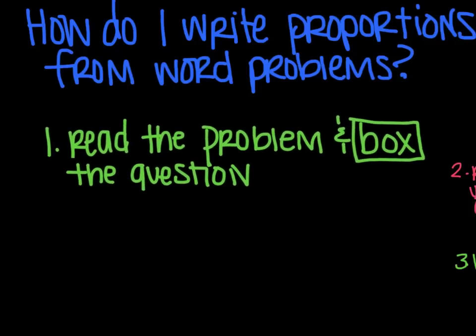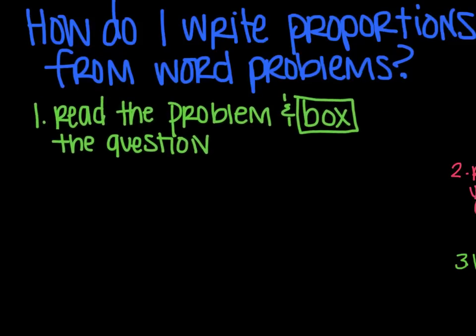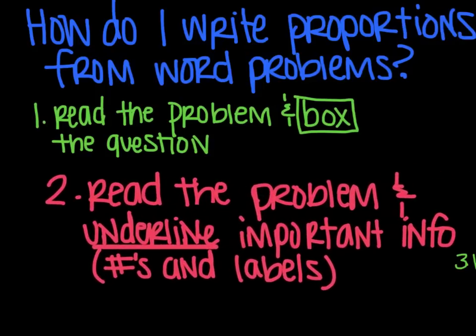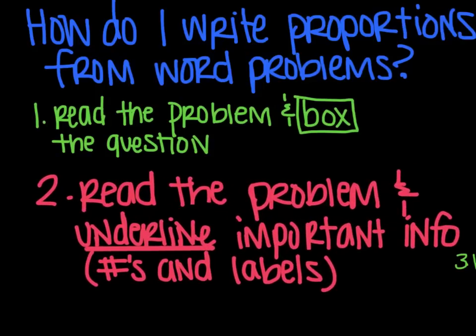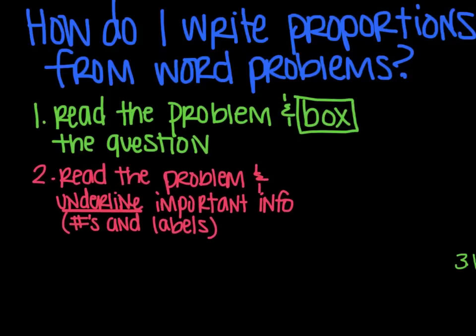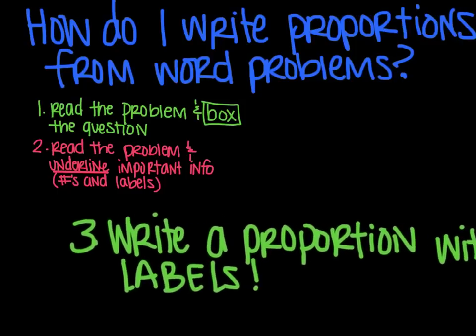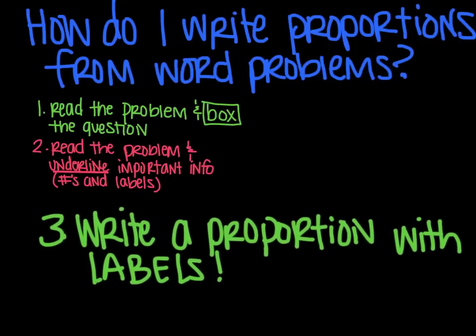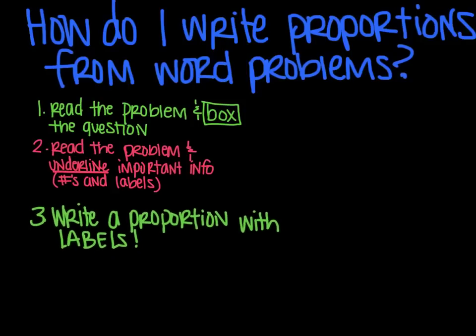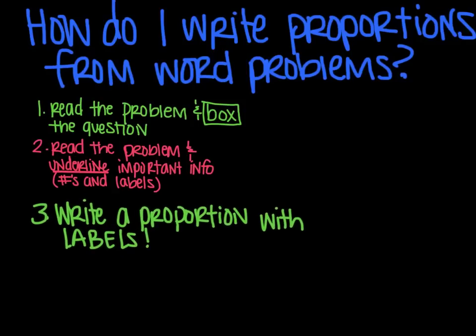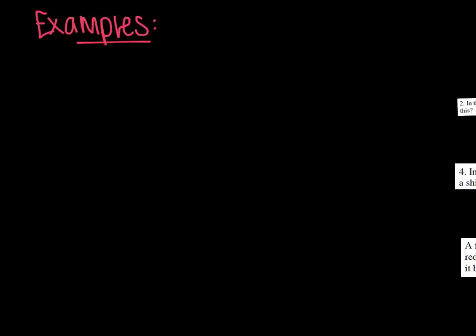The first step is you want to read the problem and box in the question so you know what you're trying to find. The second step is to read the problem and underline important information, basically your numbers and your labels. Notice that you are reading the problem twice, and that's important because it helps you remember key information. And step 3 is to write in a proportion with labels, and including the labels is the most important thing because otherwise you're going to set it up wrong, or at least you potentially will. And I don't want you making those silly mistakes, so be sure to label it.